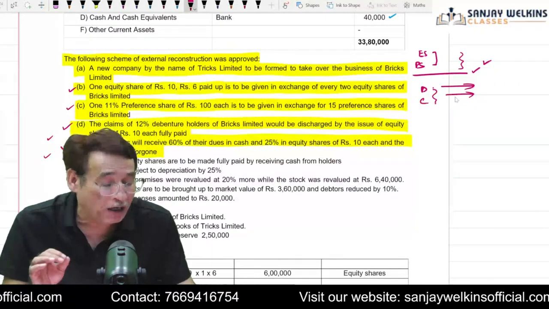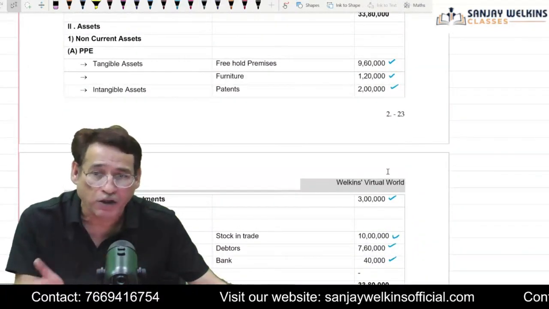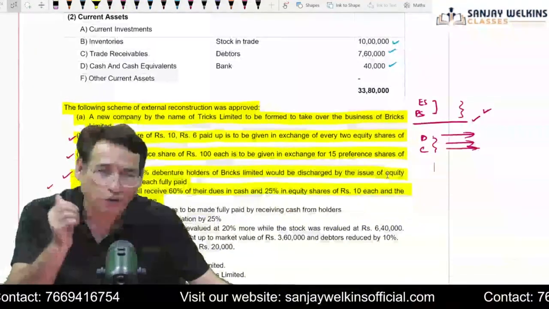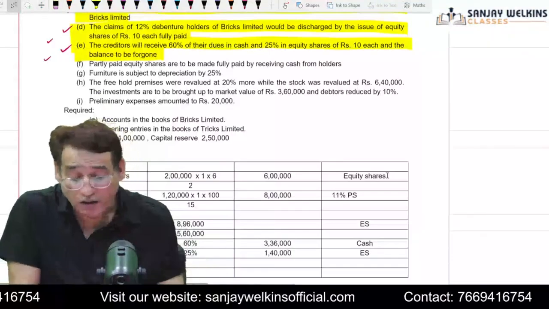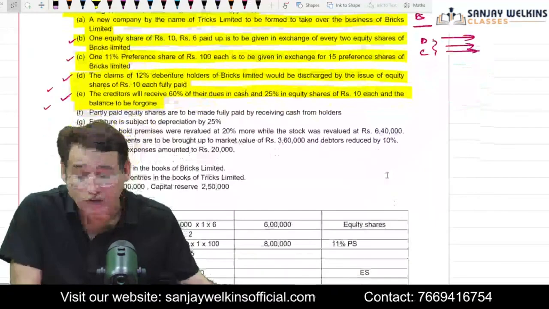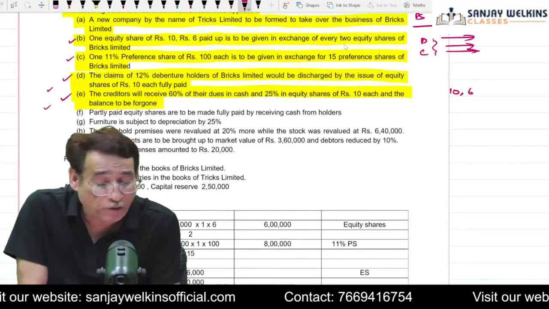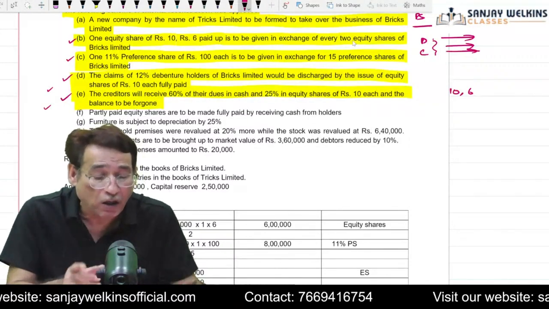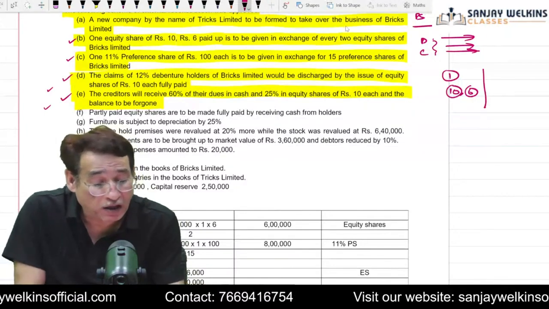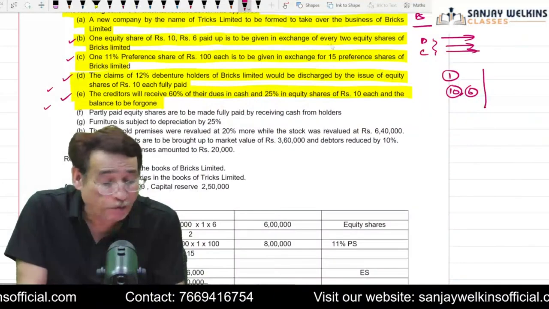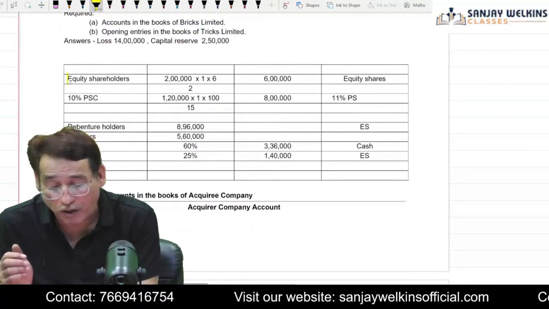And I also told you, if other parties are receiving the payment, now you will presume that other parties are also being taken over. However, in this question, nothing is mentioned which party is being taken over and which one is not being taken over. So in that case, you will have to assume that all the parties have been taken over. Is it clear to you? All the parties have been taken over. Now, how to compute the purchase consideration? First of all, one equity share of 10 each, 6 paid up, is being given at the rate of 6 for every 2 equity shares. At least you can figure out that this payment is being received by equity shareholders. So you are going to write here equity shareholders.